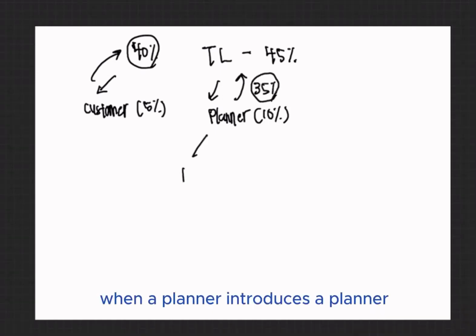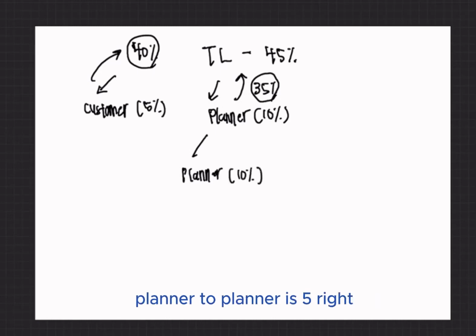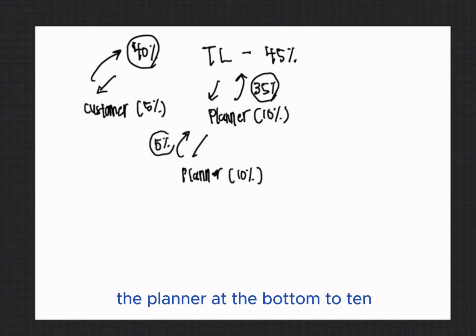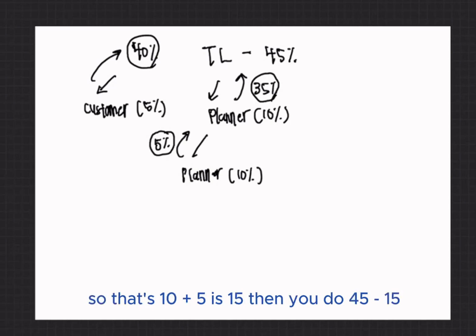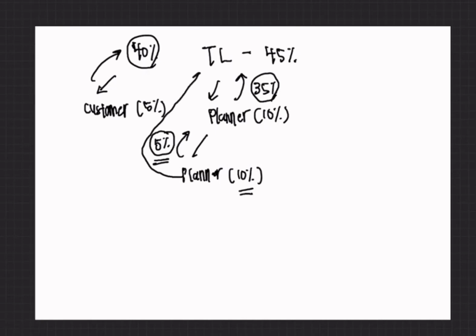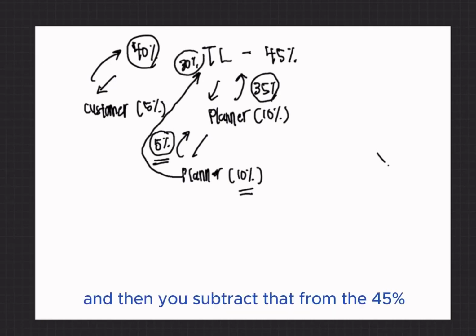When a planner introduces a planner, that planner takes 10. And remember, planner to planner is 5, right? So you have to calculate what's been given away. The planner at the bottom took 10, planner to planner took 5, so that's 10 plus 5 is 15. Then you do 45 minus 15, and the team leader at the top gets 30%. You always calculate what was given away, and then you subtract that from the 45%.